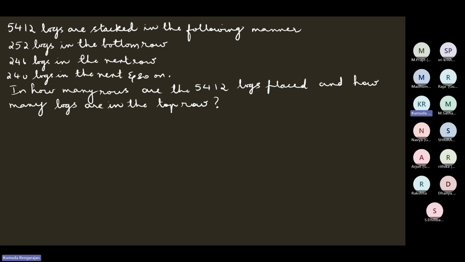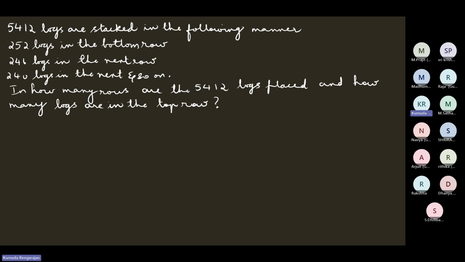Okay. So 5,400 logs are stacked in the following manner. The bottom row, which is on the ground, has 252 logs. Above that, 246 logs. And above that, 240 logs, and so on. The arrangement continues like this till all the logs are arranged. Then when there are no logs left, the arrangement is done.